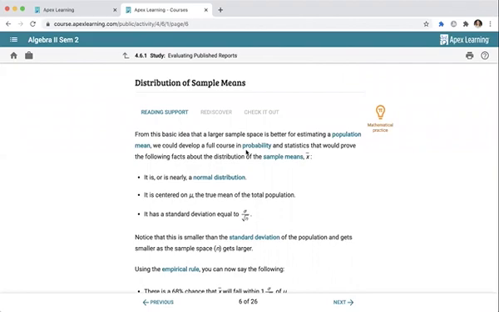Then looking at our distribution of our means, we talked a lot about this, where our sample means was this X bar here.